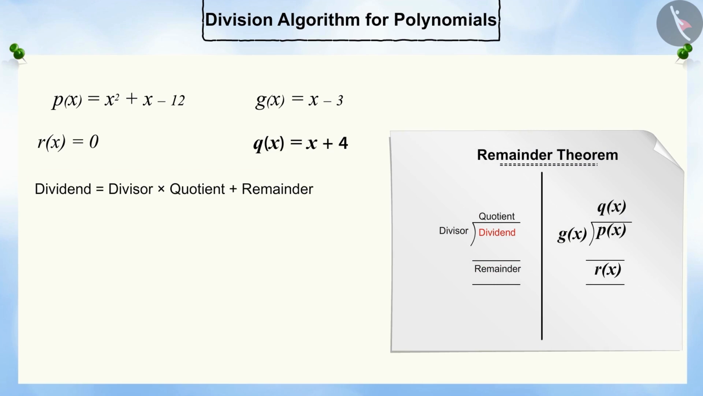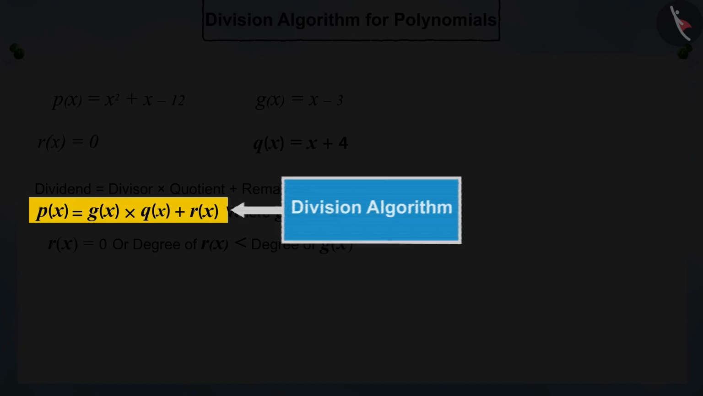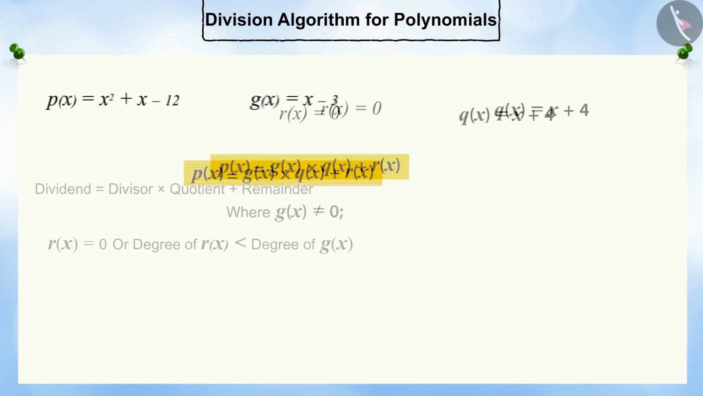This division process is similar to Euclid's division algorithm, according to which p(x) will be equal to g(x) times q(x) plus r(x), where g(x) will not be equal to 0 and r(x) will be 0 or the degree of r(x) will be less than the degree of g(x). This conclusion is called the division algorithm for polynomials.